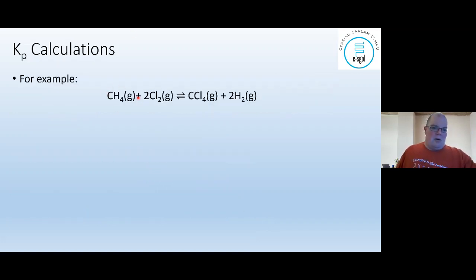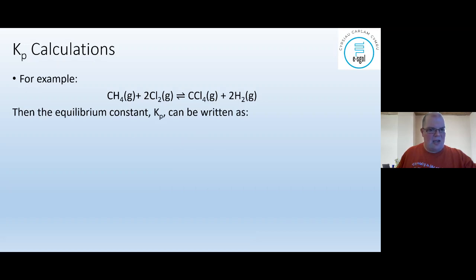Okay, so we've got methane reacting with chlorine to form tetrachloromethane and hydrogen. Okay, all in the gas phase. So this is going to be a Kp expression, and we can write out the expression like so. Okay, partial pressure of products over partial pressure of reactants, all raised to their powers. So we've got tetrachloromethane here. That's raised to the power 1 because there's only one of them. Hydrogen is raised to the power 2, partial pressure of hydrogen there. And again, methane raised to the power 1, partial pressure of chlorine raised to the power of 2.